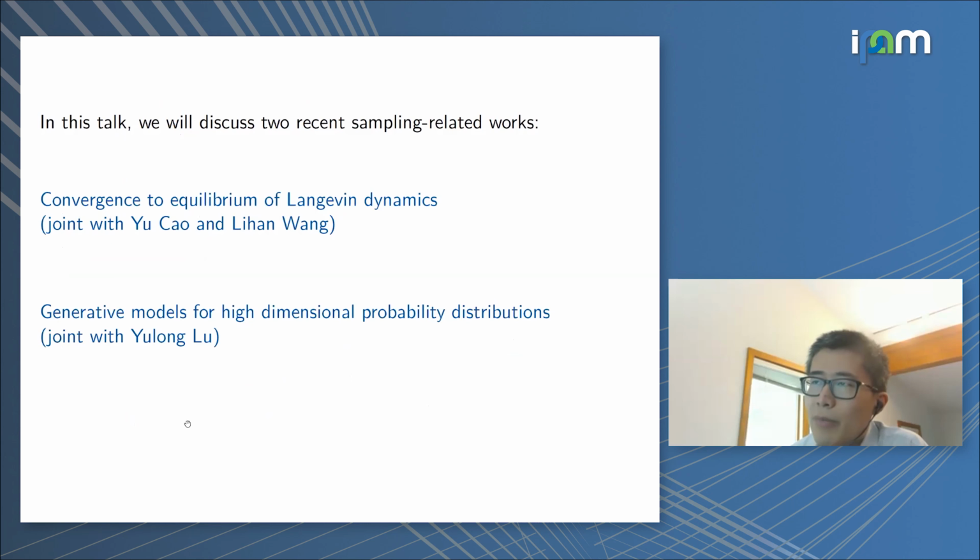So in this talk, I'm going to mainly talk about two recent results from our group. The first one is we're trying to use PDE tools to understand the speed of convergence to equilibrium of Langevin dynamics. Let me clarify that by Langevin, in this talk, I always mean underdamped Langevin or physics Langevin, not the statistical Langevin dynamics. This is joint work with Yu Cao and Lihan Wang. And then in the second part, I'm going to talk about how PDE analysis sheds some light on understanding generative models for high-dimensional probability distributions.